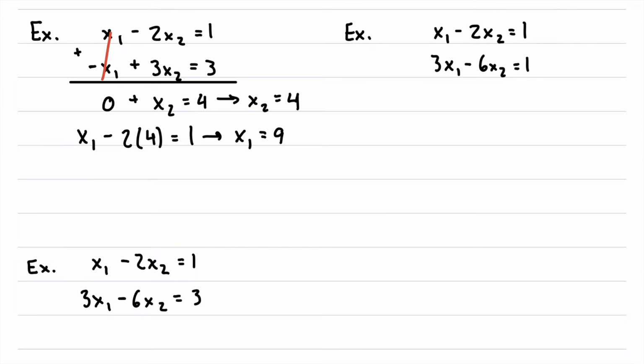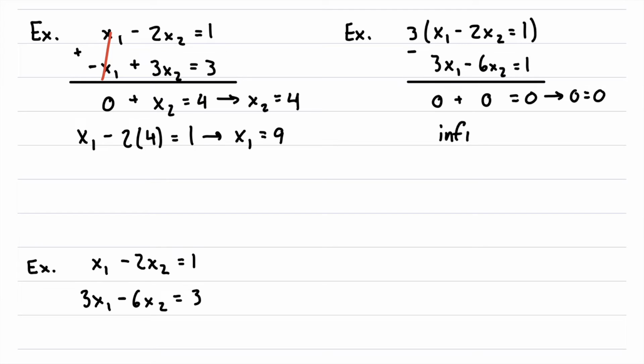Moving over to the right, I'm going to multiply the top equation by 3 to cancel out the x1 variable again, and this time subtract the 2 equations. And I'm left with 0 plus 0 equals 0, or 0 equals 0, which means there are infinitely many solutions to this system.